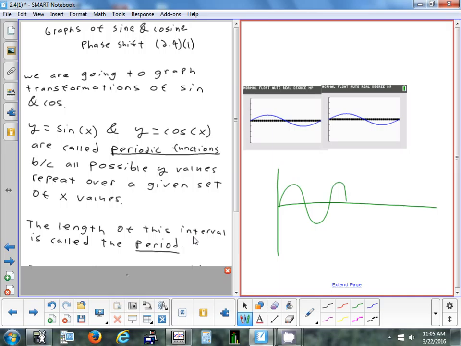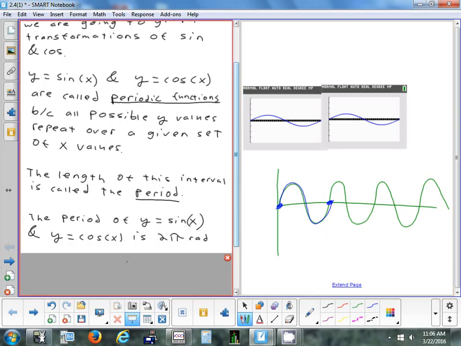Here's another graph, a little bit more compressed. From here to there is one period. Goes up, goes down, goes back up, and then it would just start doing that pattern again. If you don't change the function at all, if you don't stretch it, you don't move it, just graph the basic function, it takes 2 pi radians or 360 degrees before it repeats itself.